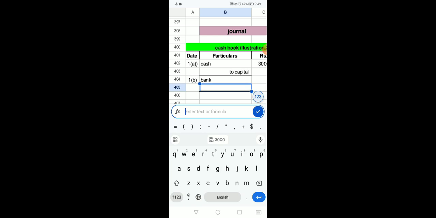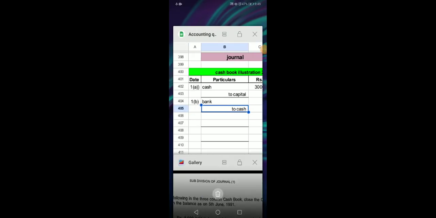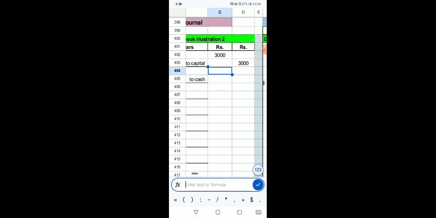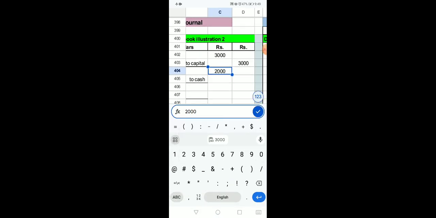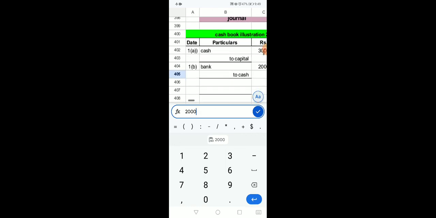It means your cash is decreasing. Cash was your asset, which means the asset is decreasing, cash in hand is decreasing. Decrease in asset should be credited, so you will mention the name of cash on the credit side. Though cash is your asset, due to payment your asset has been decreased. Now let's see how much amount is deposited into the bank. It is 2000, so you will debit 2000 over here, and the same amount you are supposed to write on the credit side. This way your entry number 1B has been completed.